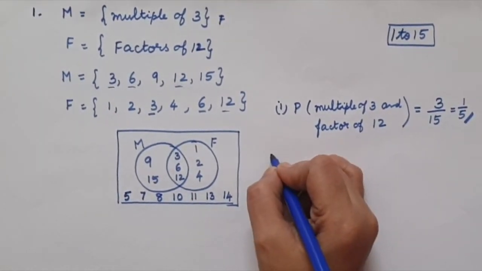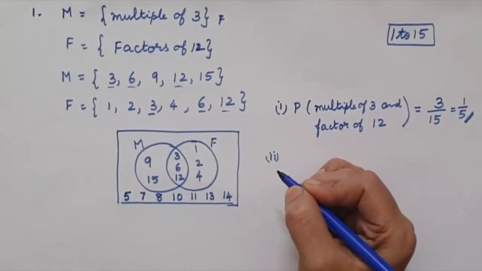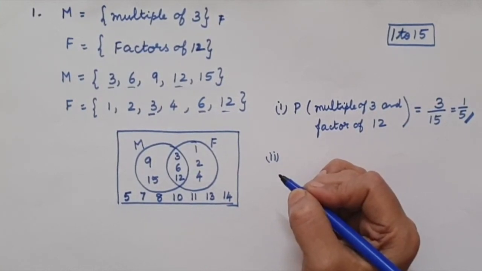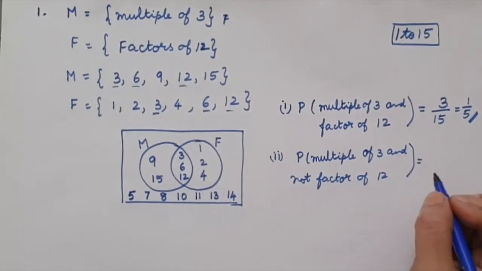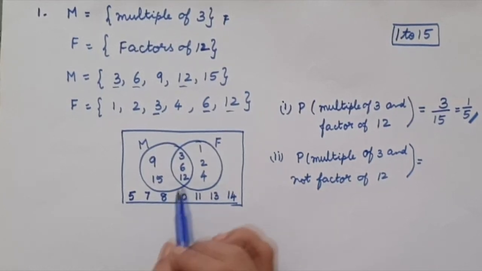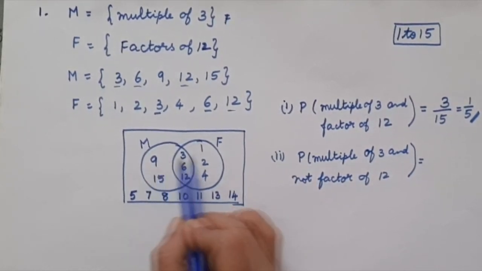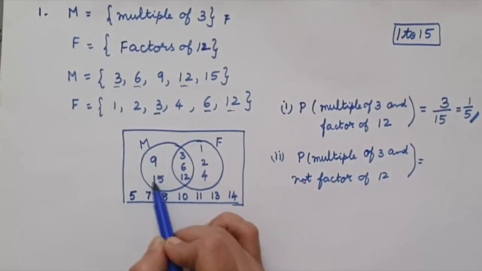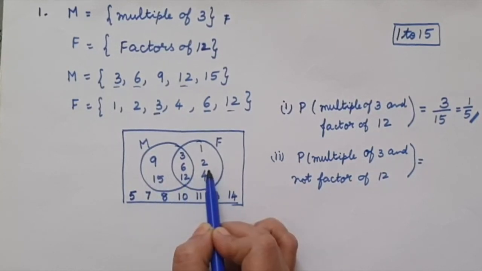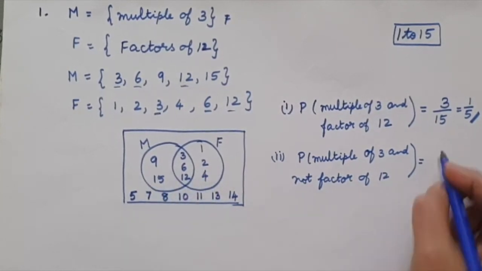The second question, a multiple of 3 but not a factor of 12. So these two numbers are multiples of 3, but they are not factors of 12. So it will be 2 over 15.